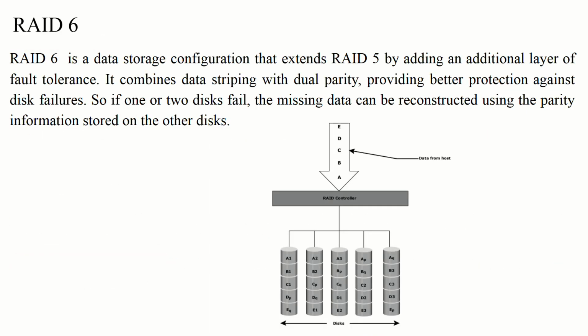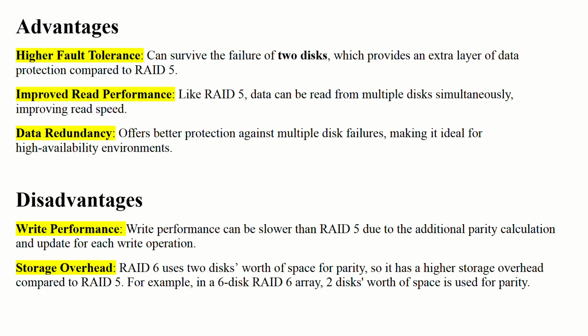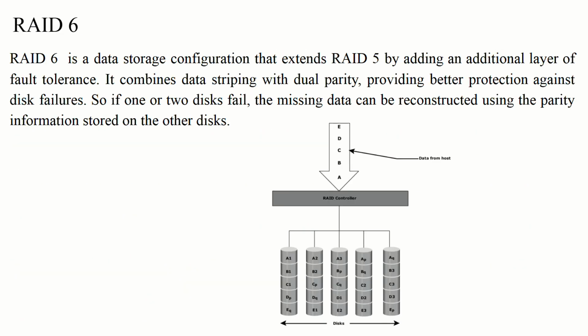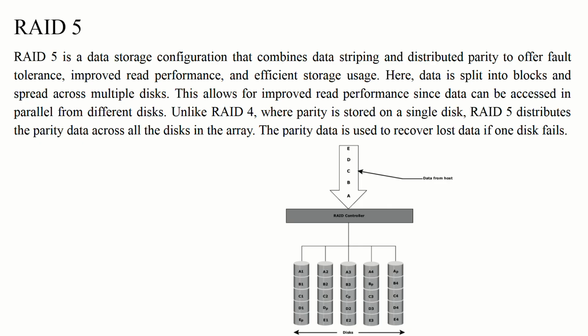Then comes RAID level 6, which is a dual parity. If more than one disk, say 3 disks, fail, we will still be able to retrieve the data easily. That is another advantage of using dual parity. So these are the advantages and disadvantages of RAID level 6. The difference is that RAID level 5 uses a distributed parity, which improves the read performance, but again the write performance is a bit time-taking.